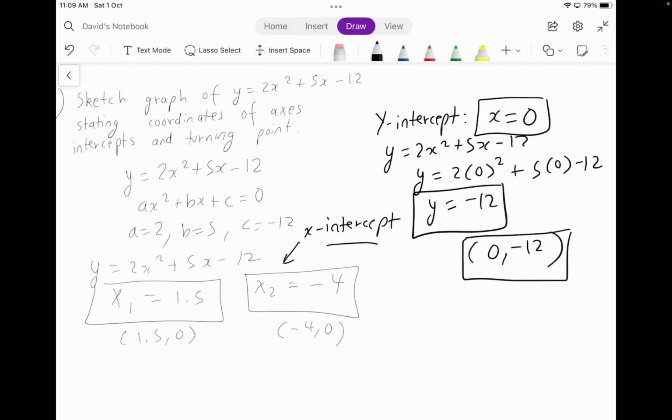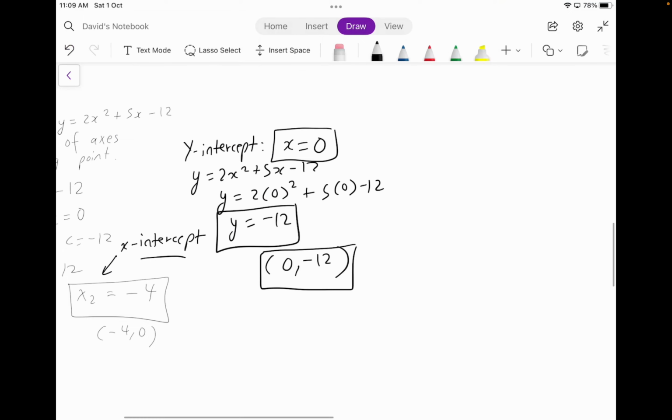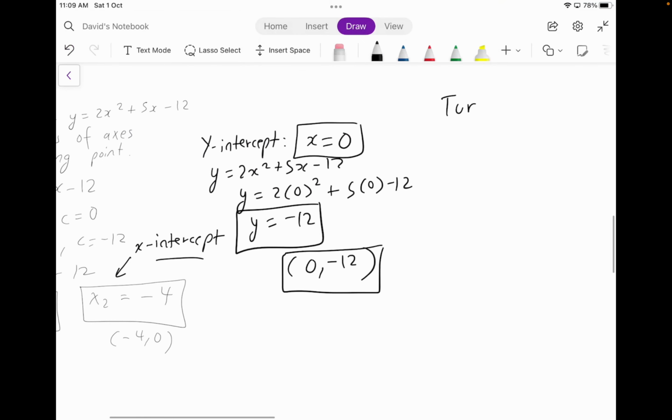So now we have found the y-intercept, and we have found the x-intercepts. Now all we need is the turning point. We need the turning point of this equation. The turning point can be found by completing the square. So in this way, you guys have to know how to complete the square.